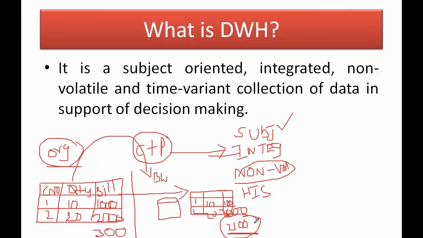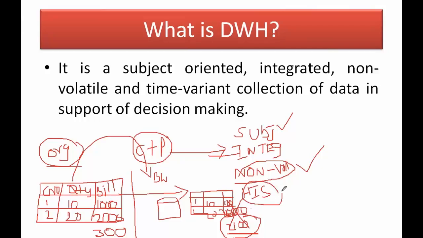Then what is the use of changing here? The actual amount in my hand is 300 only. What is the use of changing to 2100? Do you have this amount? No. What does it mean? There is no use of changing the data in BW. That's the reason they clearly said that it's non-volatile, not changeable, don't change. That's the reason they said it's non-volatile.